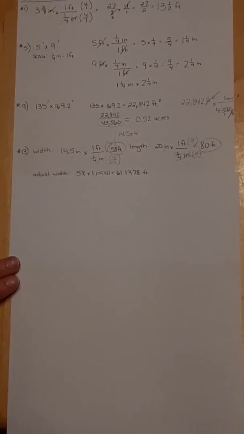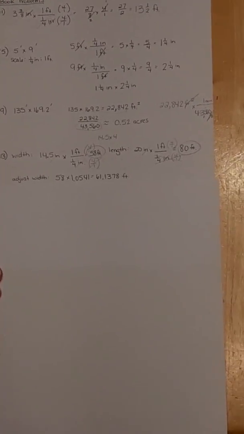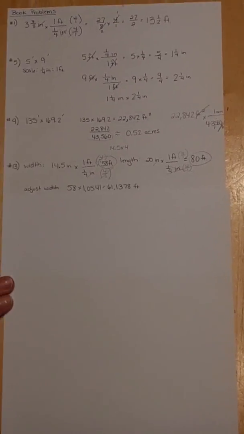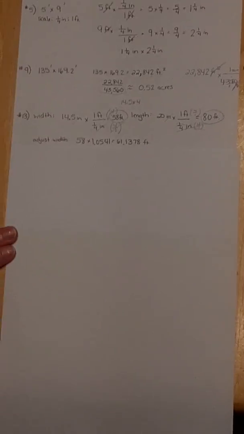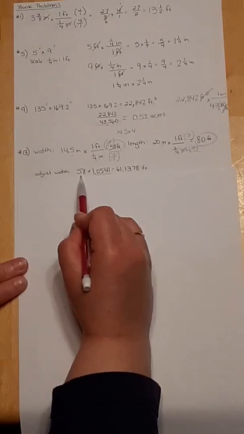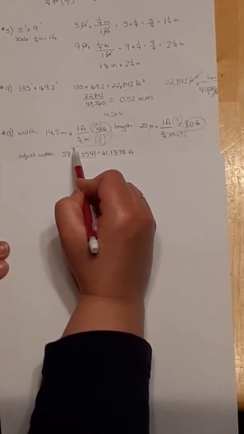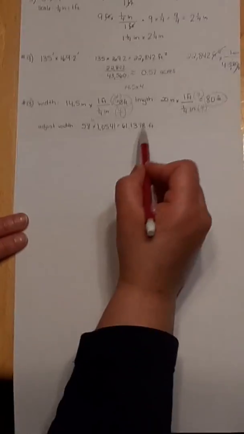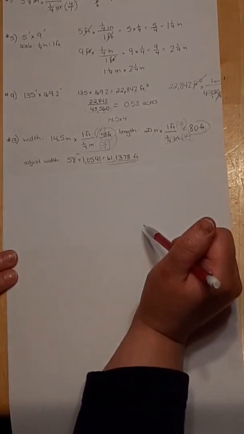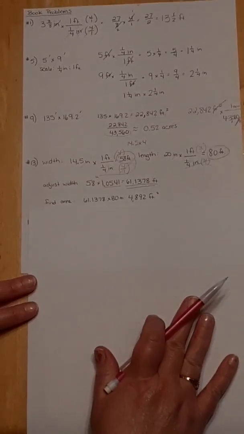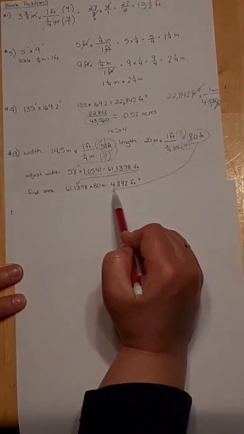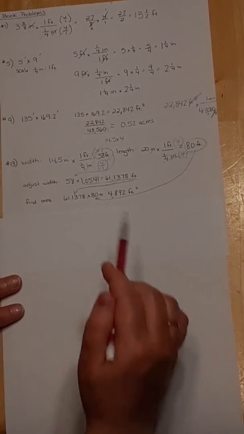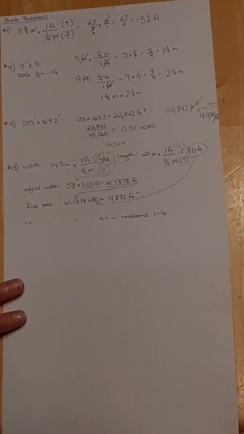Now I need to convert and adjust my width because of the pitch. In the instructions, it says my pitch is 4 to 12. So I need to go back to the chart on page 392, and it says 4 to 12 is 1.0541. I'm going to take that factor and multiply it by the width that was up here, and that is the new width I'm going to use. Now remember in our example in our book, what is the next thing I need to do? I'm going to find the area. Use this new number for my width and multiply it by my length over here. That gives me my area, which is what I'm looking for.